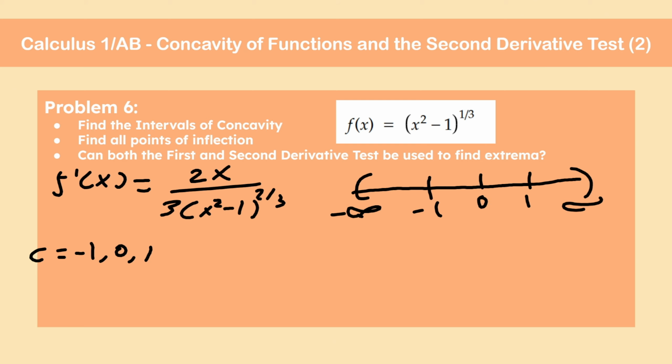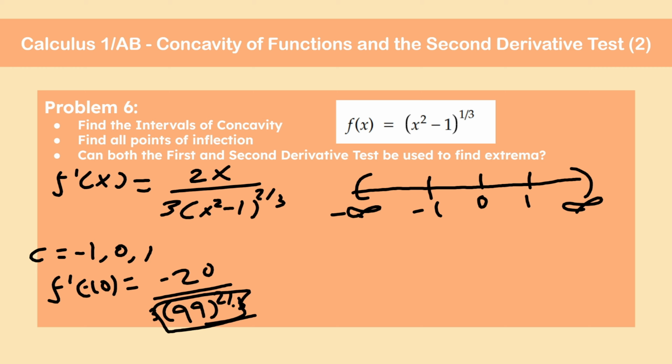So let's try negative 10. So f prime of negative 10 will be equal to negative 20 over 3 times (100 minus 1, 99) to the power of 2 over 3. So the denominator term will be positive, but the upper term will be negative, which means that this is negative. So this interval is negative for the first derivative.